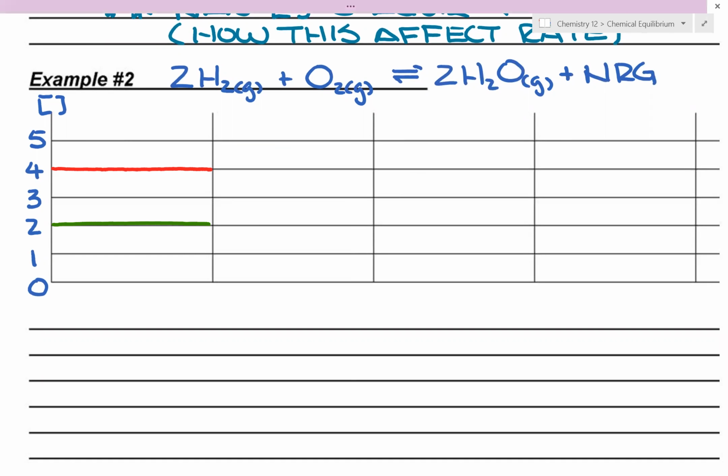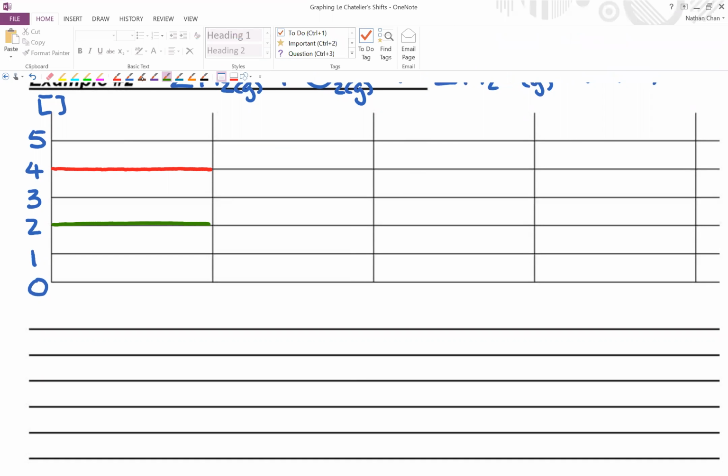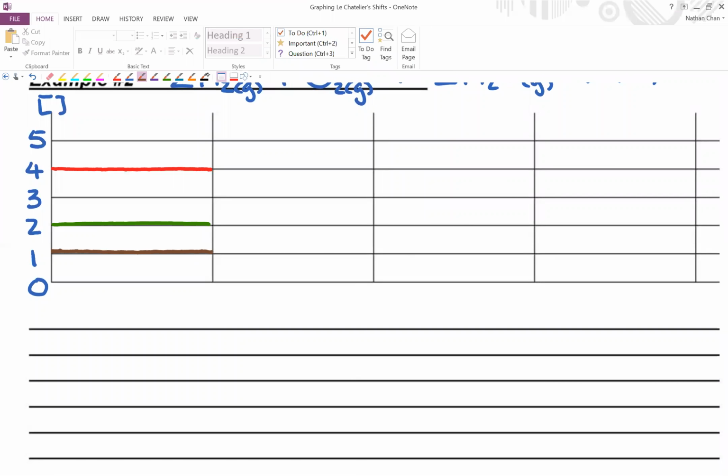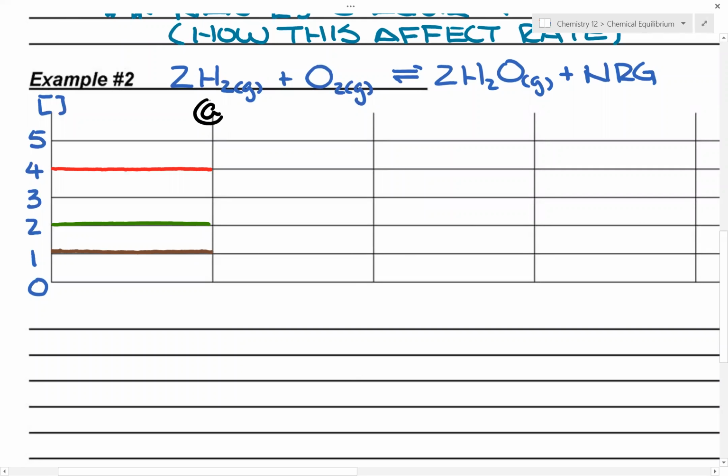And let's put one, let's do, what's that one? Brown, I think. Yeah, brown here. Okay. Now, again, let's have scenario A, B, and C. So we have A, B, and C.